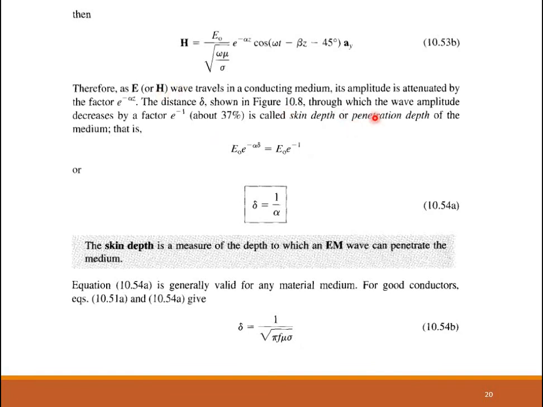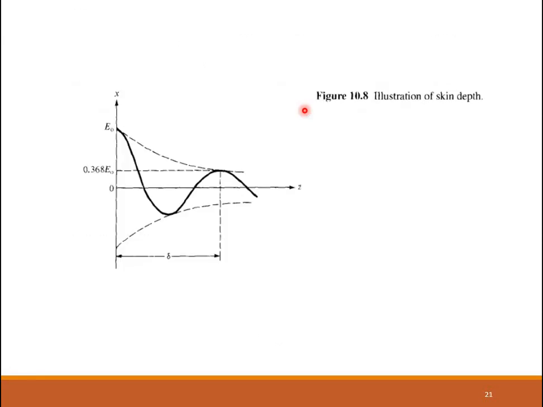Okay, so see this figure that we're talking about, figure 10.8. Here, if you see the distance through which this amplitude is attenuated to approximately 37%, as you can see, that is referred to as the skin depth. It is a measure of the depth of penetration of an electromagnetic wave into a medium. So knowing the skin depth is important.